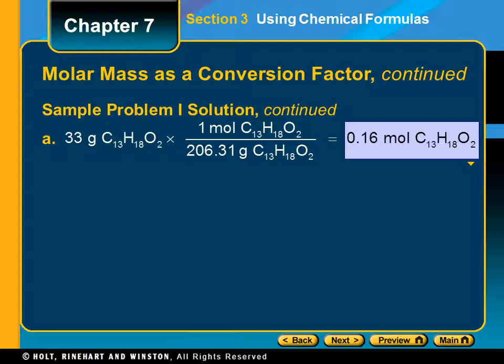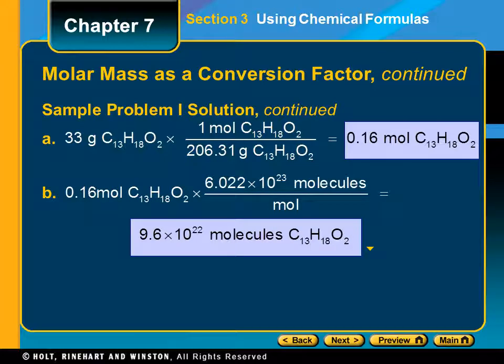So in the first one, we do 33 grams of C13H18O2 times 1 mole over 206.31 grams. And you do your canceling, and you get your 0.16 moles of C13H18O2. In part B, you started with your 0.16 moles, so that's what you found in A. Now times 6.022 times 10 to the 23 molecules over a mole. You're going to cancel out your moles, and you see that you have 9.6 times 10 to the 22 molecules of C13H18O2.